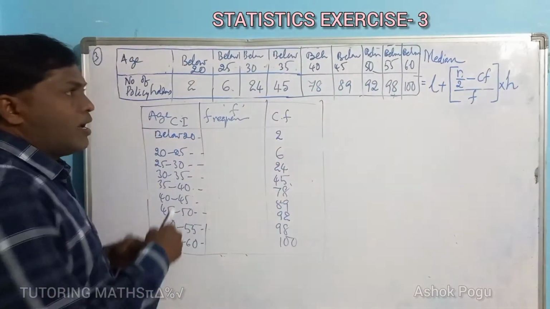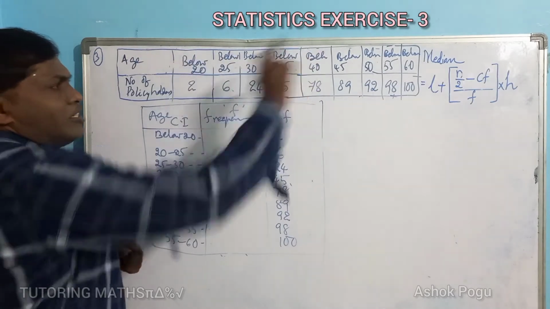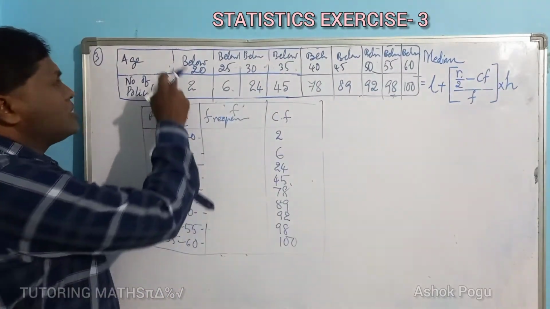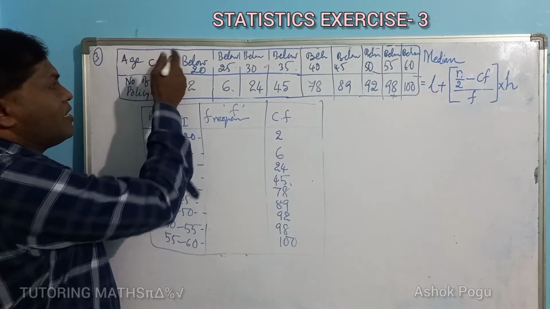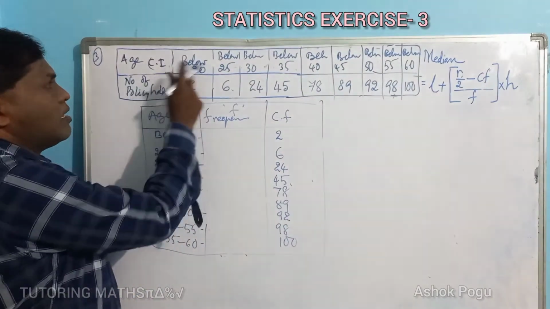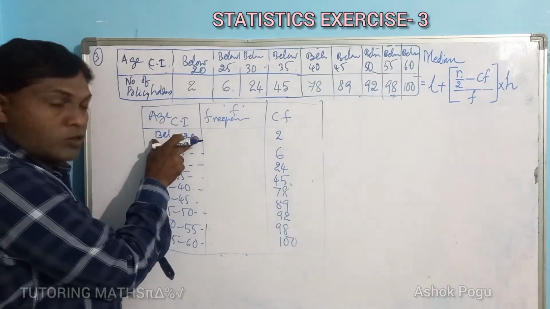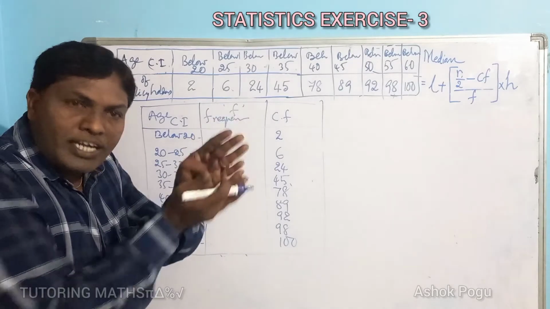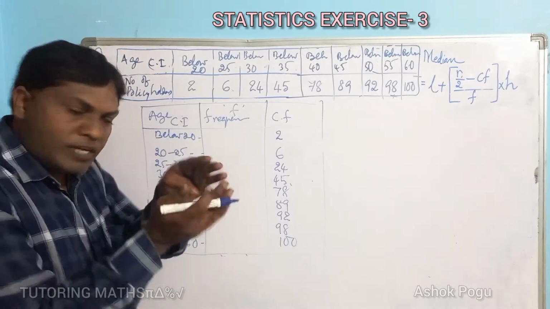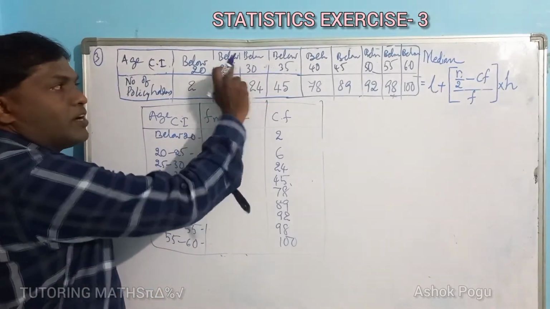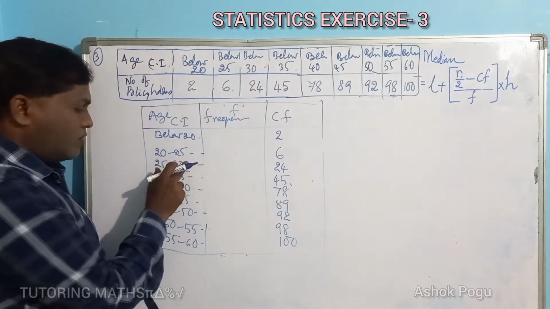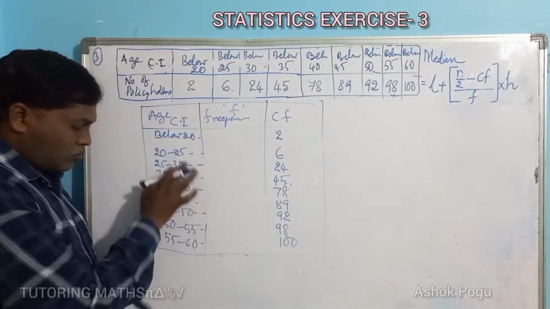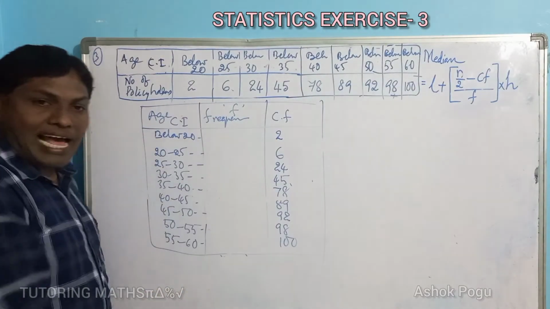But here the given data should be converted into columns. As you know, the age is nothing but class intervals. Below 20, directly below 20. Below 25 becomes 20 to 25, up to 25 means 20 to 25. Below 30, 25 to 30. Below 35, 30 to 35. So you can take this first row as the first column. So these are the class intervals.